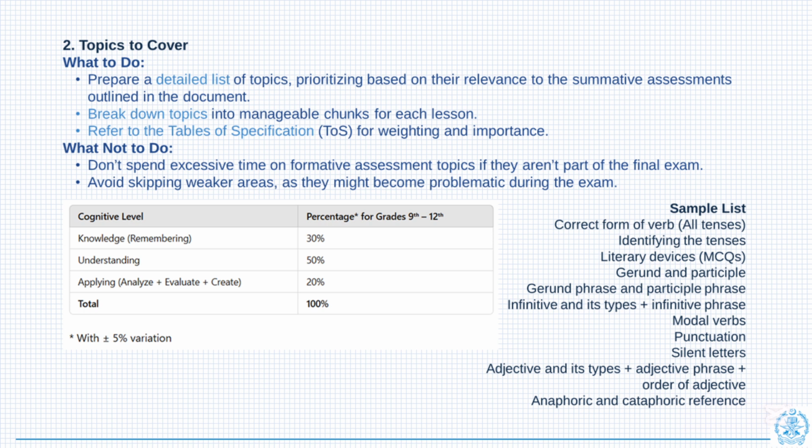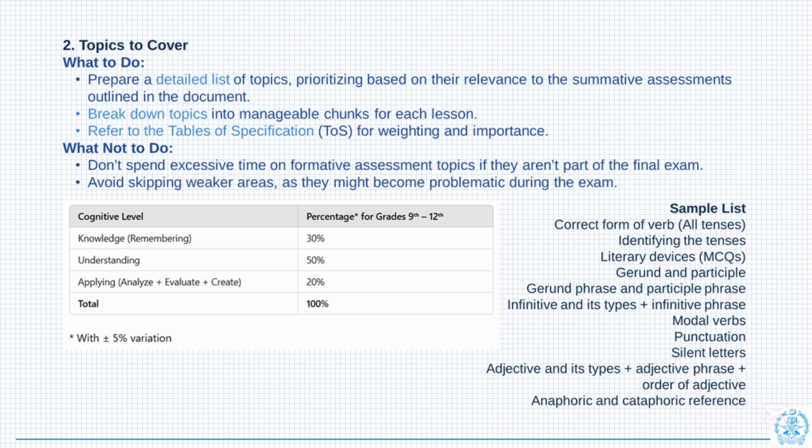Divide the topics into sections that can be revised in each lesson or session. This means that tenses and literary devices cannot be taught in a single session. They need to have sessions of their own.